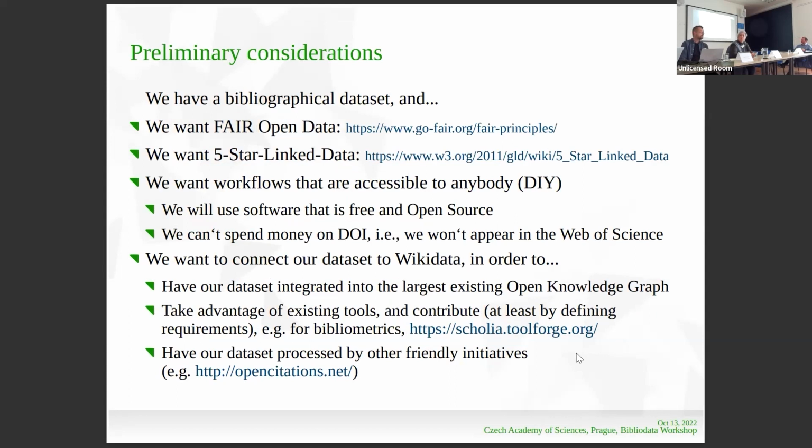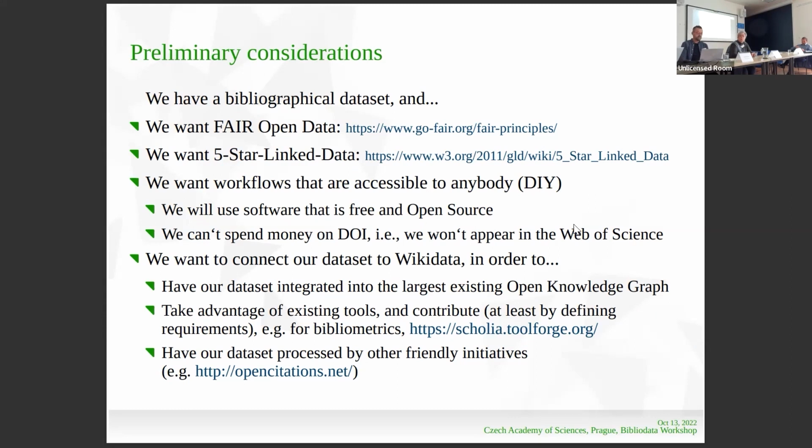So we start from the fact that we have a bibliographical data set, and we want to produce, of course, FAIR open data. And we want 5-star linked data. If you don't know these concepts, you may refer to these links. And we also want a workflow for that, which is accessible to anybody. Now, I like to call it a DIY workflow. That is, we will use only software which is free and open source.